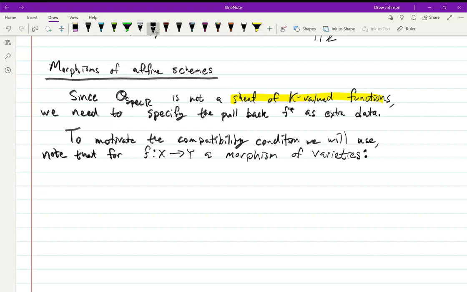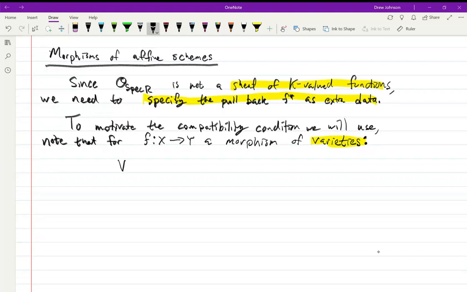We mentioned at that time that what you needed to do in the general case is specify the pullback as extra data as part of the morphism. So that's what we're going to have to do for our schemes. Now there's going to need to be some compatibility conditions. You can't just do arbitrary functions for the pullbacks. Okay, and so we need to recall some facts about morphisms of varieties for a moment, and that will give us some motivation for the compatibility conditions that we'll be using.